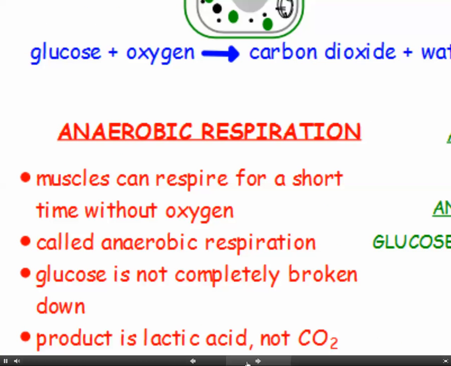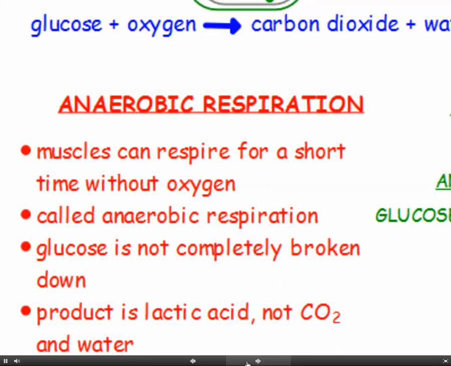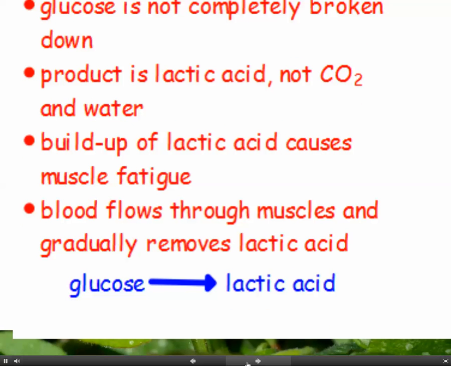Anaerobic respiration. Now muscles can respire for a short time without oxygen, and this is called anaerobic respiration. In anaerobic respiration, glucose is not completely broken down. The product of anaerobic respiration in animals is lactic acid, not CO2 and water. Now the problem is, if lactic acid builds up, it can cause muscle fatigue, which stops the muscles from working as effectively. But as the blood continues to flow through the muscles as exercise slows and stops, it gradually removes the lactic acid.